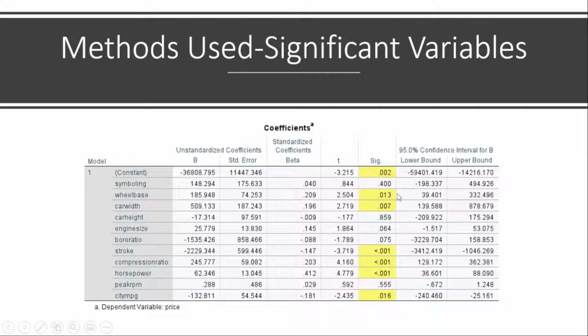Still on the method used, I decided to find out which independent variables are significant in predicting car prices. When you look at this table, you can see variables such as wheelbase, car width, compression ratio, stroke, horsepower, and the city miles per gallon are some of the variables that are very highly significant when predicting car prices.